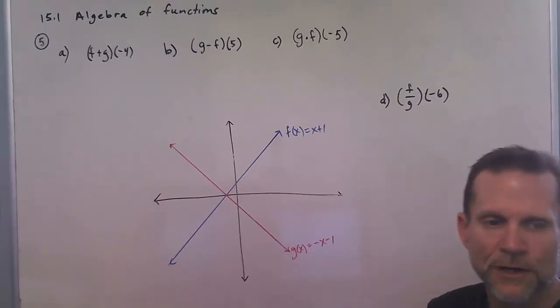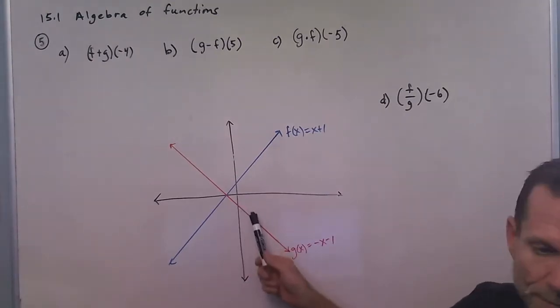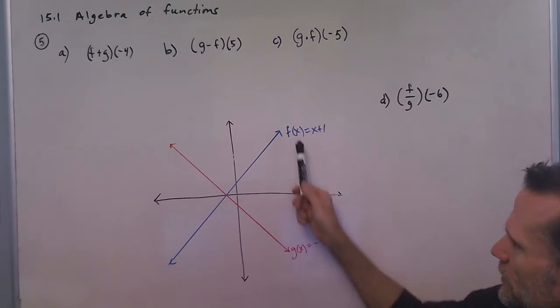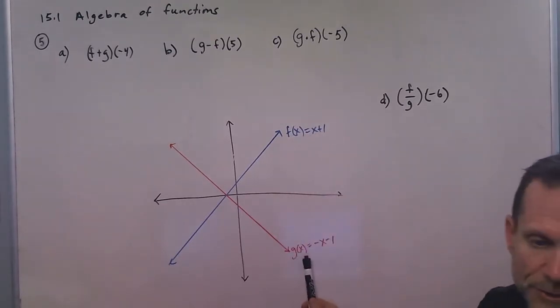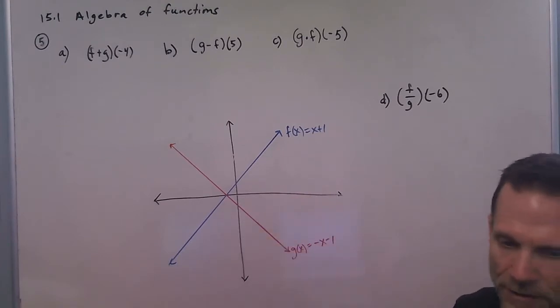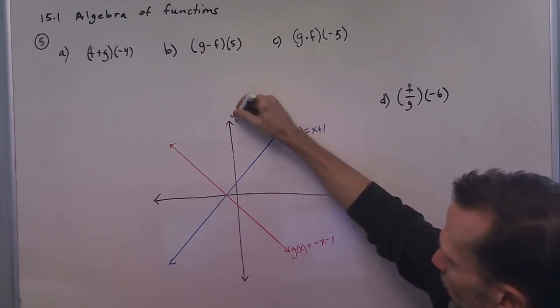Okay, continuing on with 15.1, this is number 5. We get a picture here and we get the functions identified. This is f of x equals x plus 1 and g of x equals negative x minus 1. And then we have the visual representation, the graph of this. Remember, this is the x-axis and the y-axis.